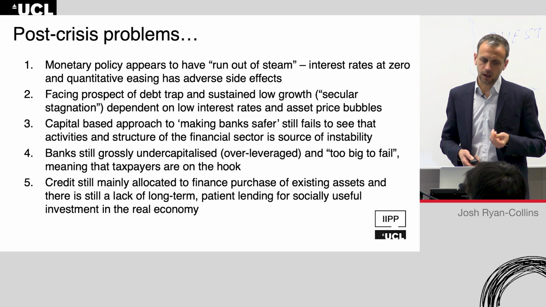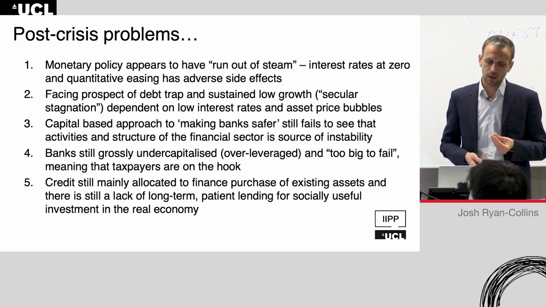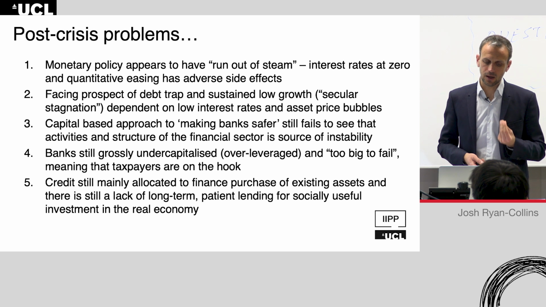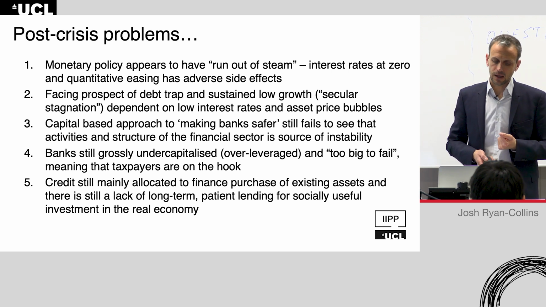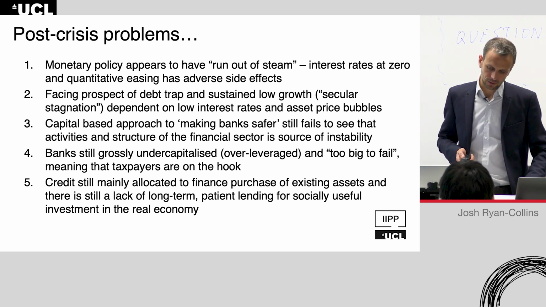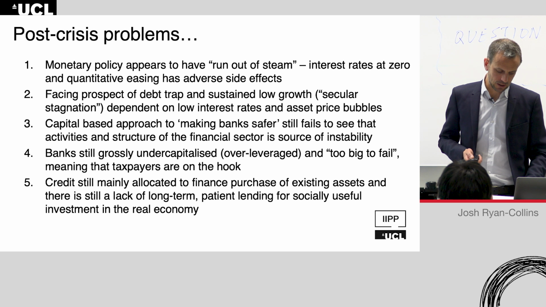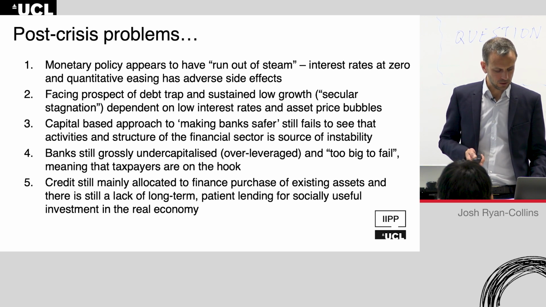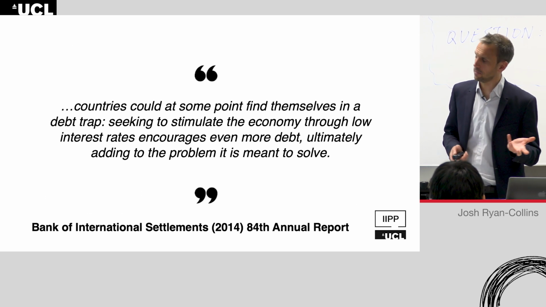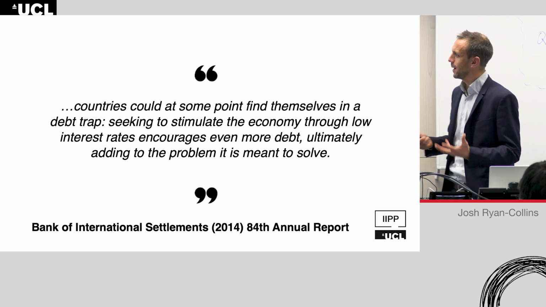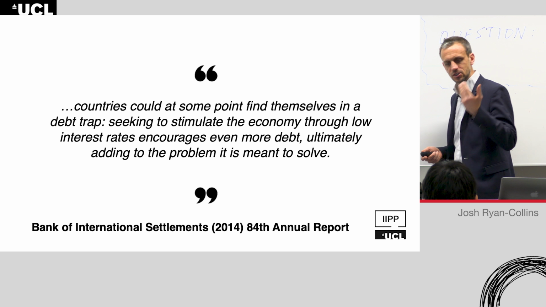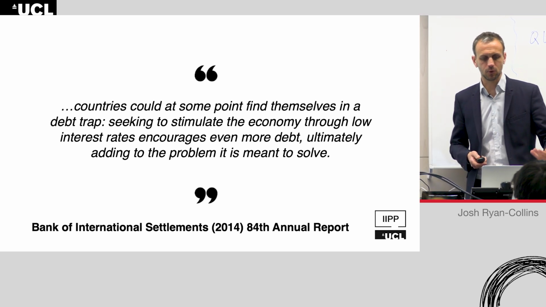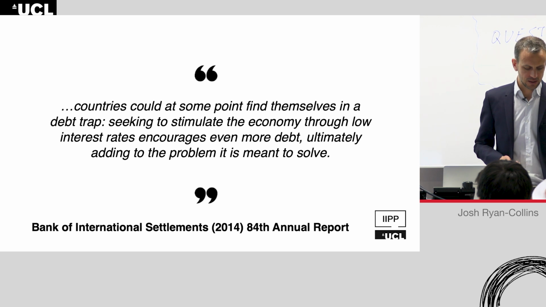So you're sort of stuck in this kind of high debt, low growth stagnation that is a major issue, sometimes called secular stagnation. Banks, many people feel, are still very undercapitalized. Andy will talk more about this. And that key point 5, that credit is still mainly allocated to existing assets rather than new assets. And this is the Bank for International Settlements, which is the bank of banks, essentially, based in Switzerland. Countries could at some point find themselves in a debt trap, seeking to stimulate the economy through low interest rates, encouraging even more debt. But this ultimately adds to the problem it's meant to solve.